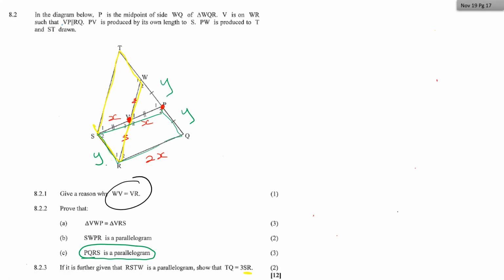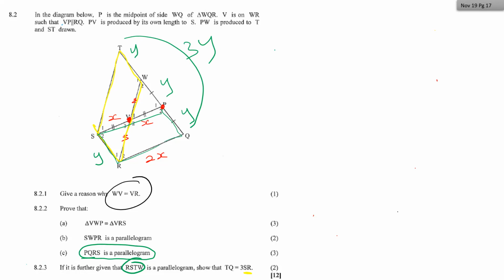But our yellow diagram that we're seeing there, that means RSTW was given to be a parallelogram. Now, if that's a parallelogram, it means opposite sides are equal. So it means if this is Y, that's Y, because RSTW is a parallelogram. And if you work it out now, you've got the TQ to be a total of 3Y. And SR is Y. So therefore, we can conclude that TQ is 3 of SR.